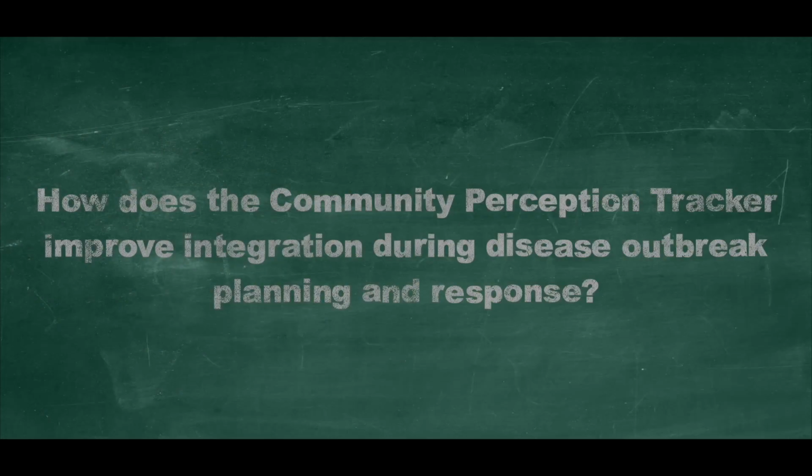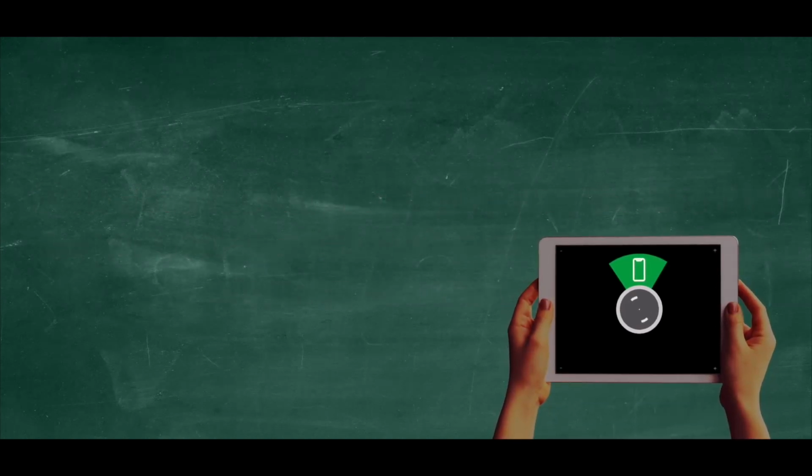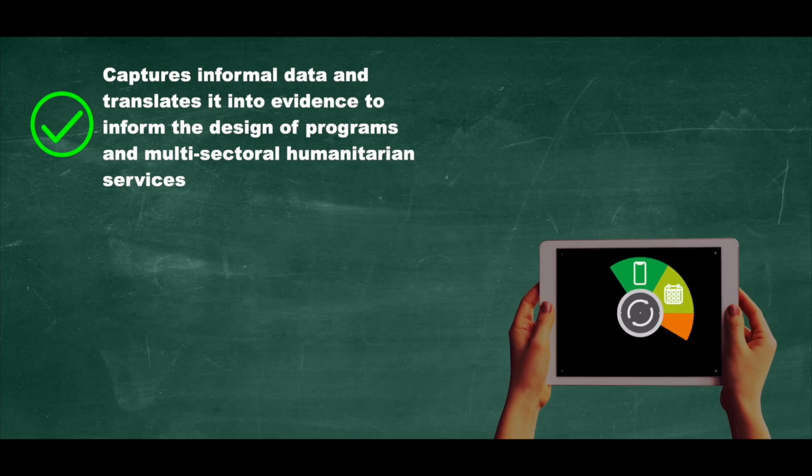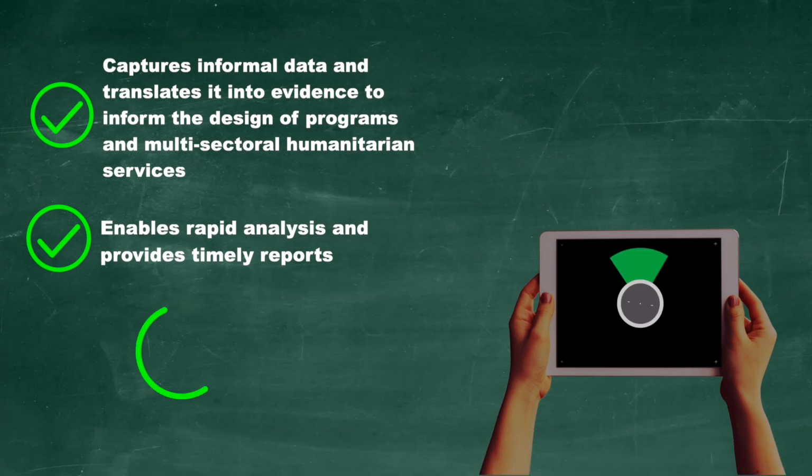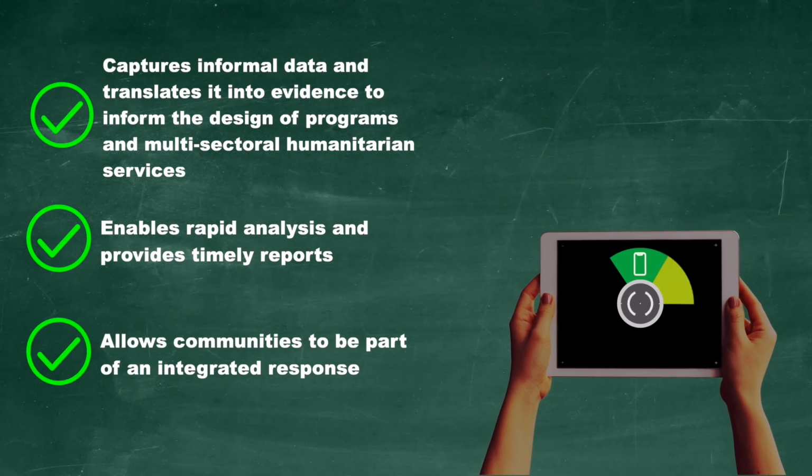How does the Community Perception Tracker improve integration during disease outbreak planning and response? It systematically captures informal data and translates it into purposeful evidence that can inform programs and the design of holistic, people-centered humanitarian services. It enables rapid analysis and provides real-time data and reports for use during multi-sectoral and donor management meetings and for coordination and advocacy. By feeding the reports back to the community, it supports community leaders to design their own integrated action plans.